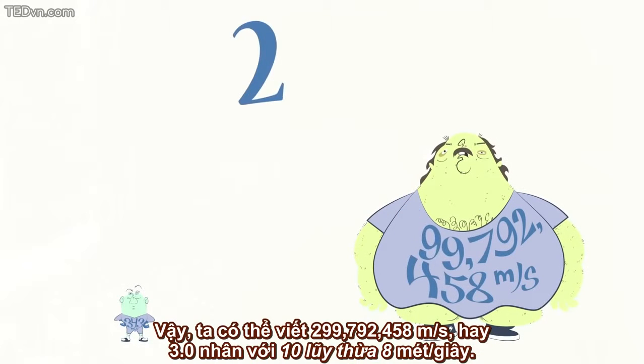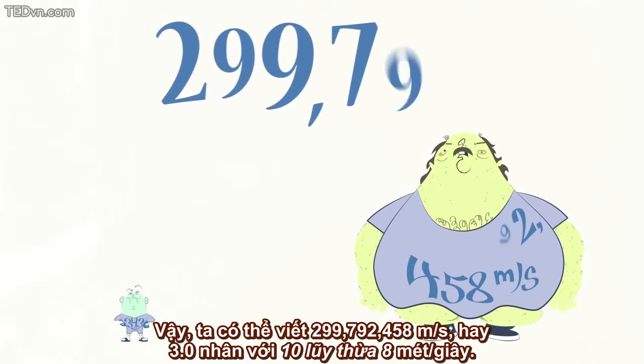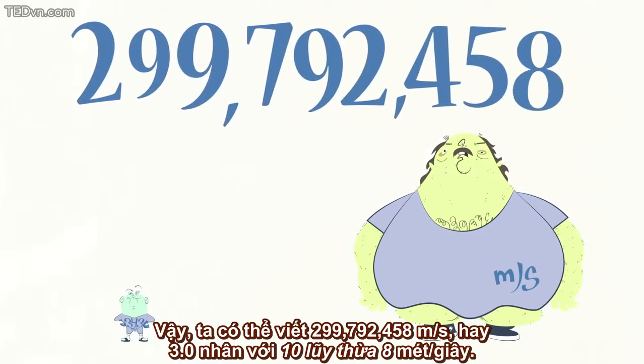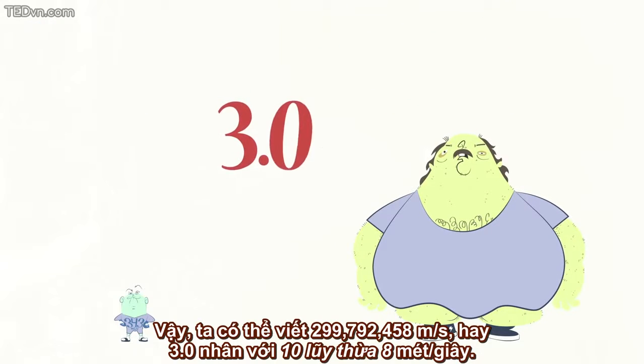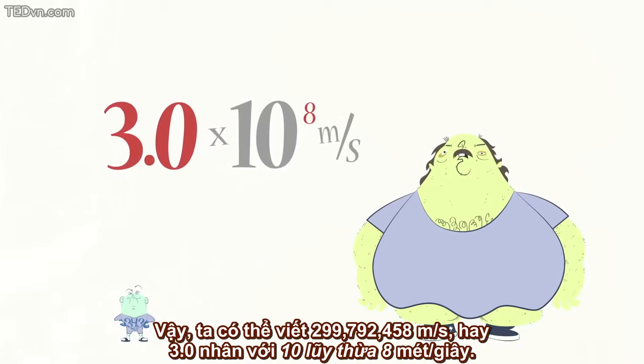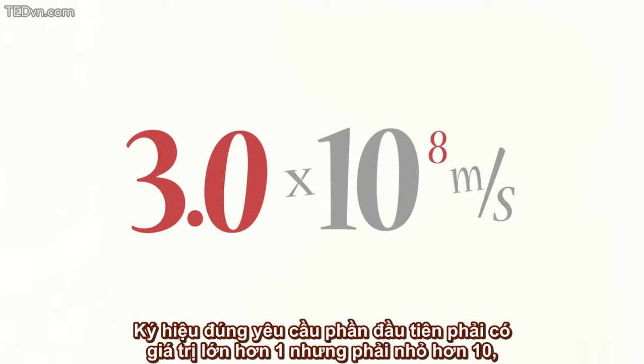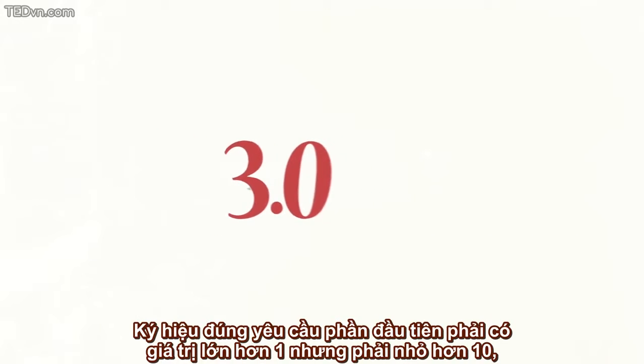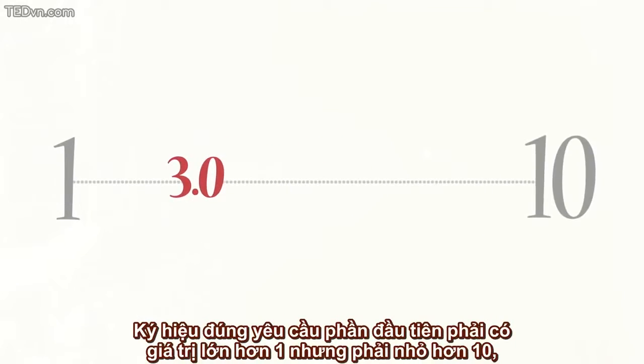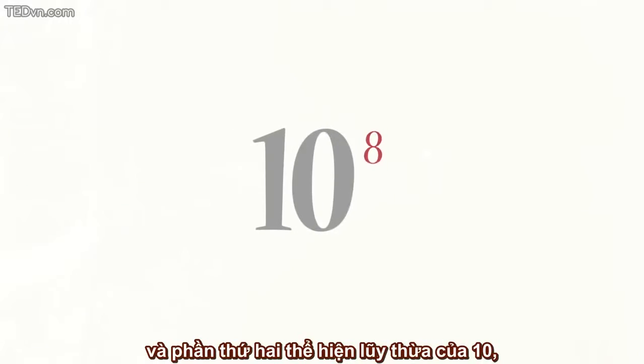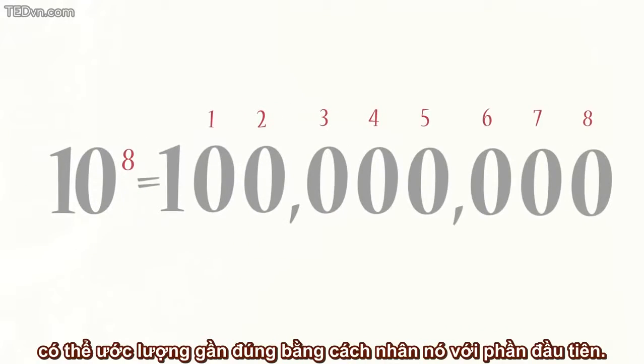So we can write 299,792,458 meters per second as 3.0 times 10 to the 8th meters per second. Correct scientific notation requires that the first term range in value so that it is greater than 1 but less than 10, and the second term represents the power of 10, or order of magnitude, by which we multiply the first term.